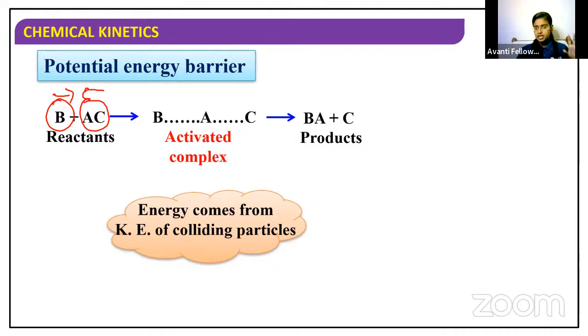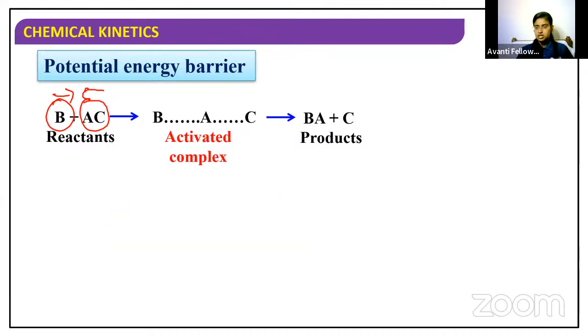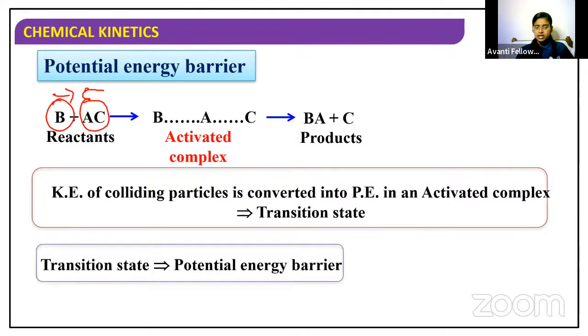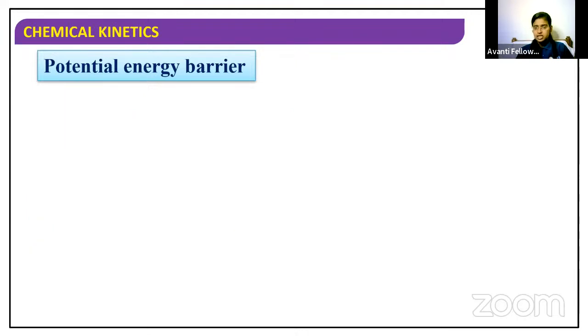So from where does the energy required to overcome the repulsive energy come from? From the kinetic energy of the colliding molecules. The kinetic energy of the colliding particles is converted into potential energy in the activated complex, and we call that intermediate the transition state. So that is nothing but the potential energy barrier.